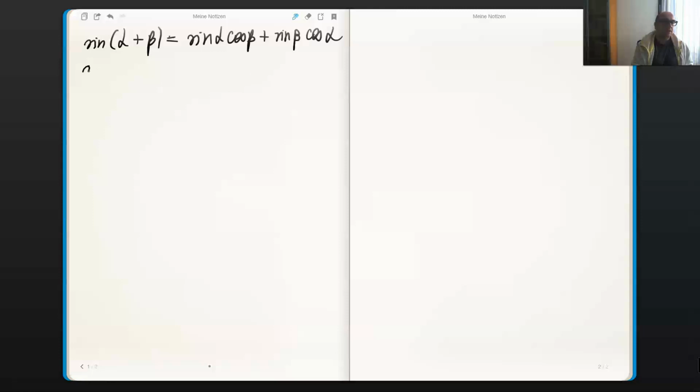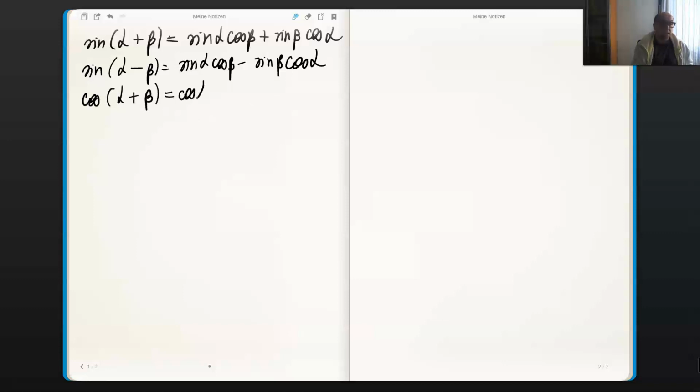That's the first one. The second one is sine of alpha minus beta. This is sine alpha cosine beta minus now sine beta cosine alpha. The third one is cosine of alpha plus beta, or let's start with plus. This is going to be cosine alpha cosine beta minus sine of alpha times sine of beta.